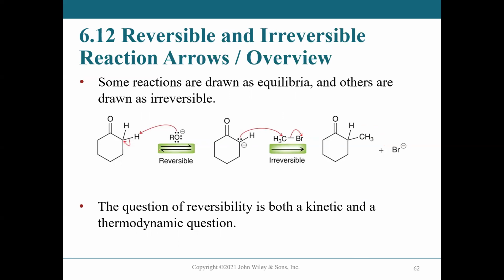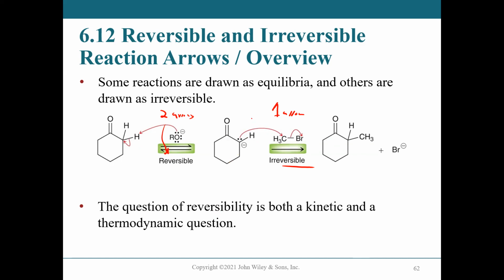Some reactions are drawn as equilibria and others are drawn as irreversible. So here, this is reversible. Two arrows going. So anytime you see two arrows, it's going to be a reversible reaction. Anytime you see one arrow, it's going to be irreversible. But the question comes about reversibility. It's a kinetic and a thermodynamic question.